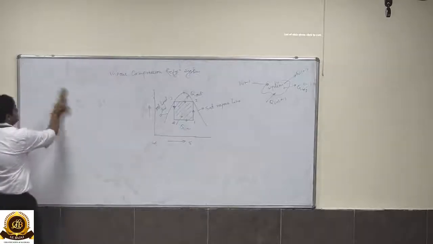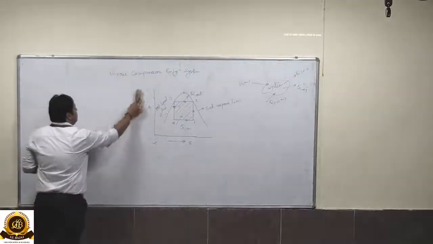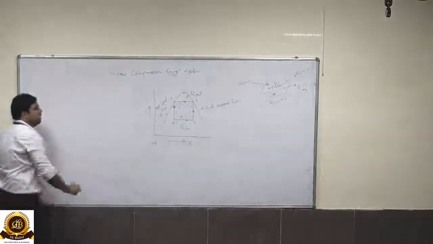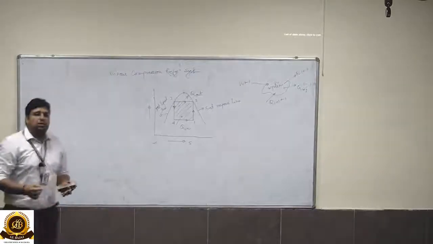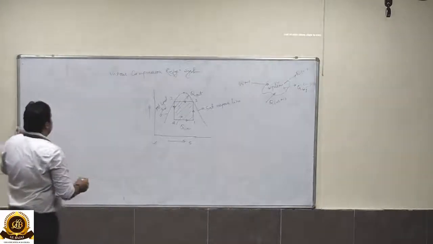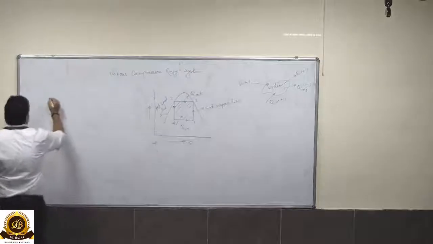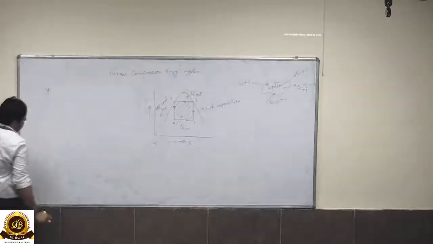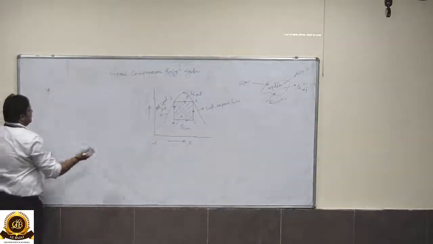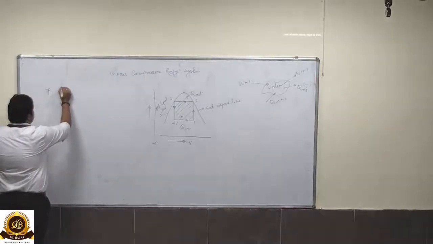Now the question comes: if any system cannot have a better COP as compared to the Carnot cycle, why are we not using this reverse Carnot cycle? It means, what are the practical difficulties?